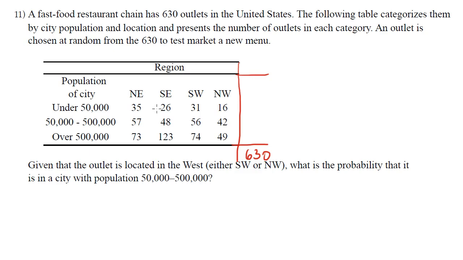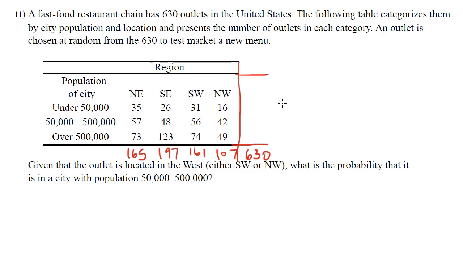All right, so let's first, again, add all these up. 35, 57, 73, that's 165. 26, 48, and 123, that's 197. 31, 56, and 74, that's 161. 16, 42, and 49, that's 107. If I sum those, 107 plus 161 plus 197 plus 165, that's 630.